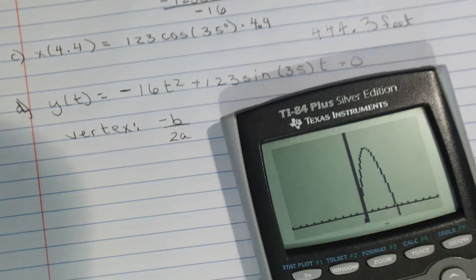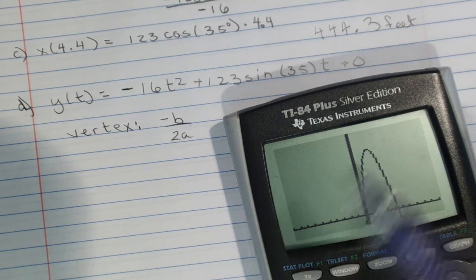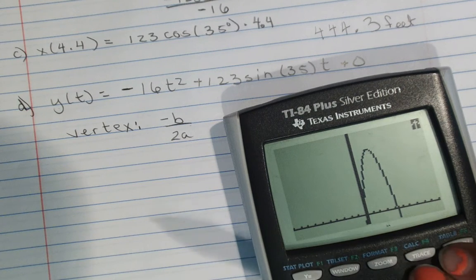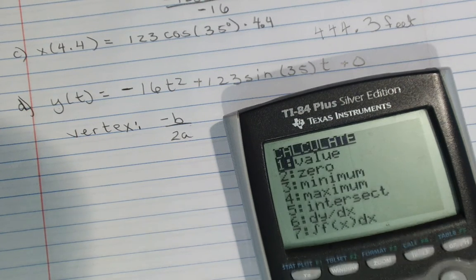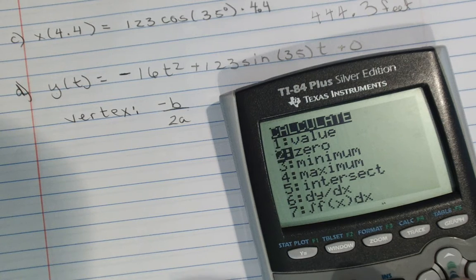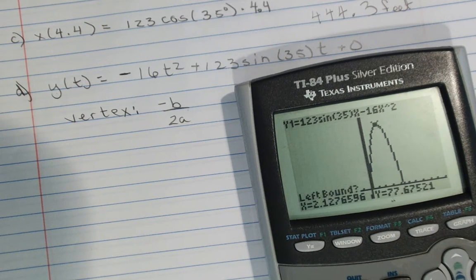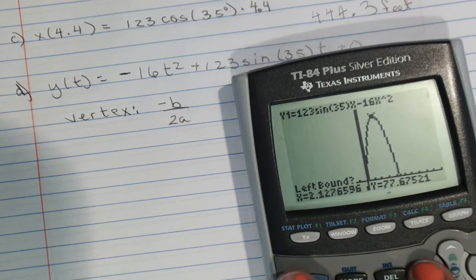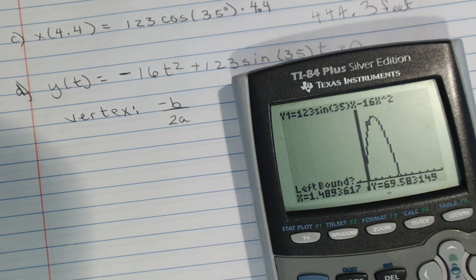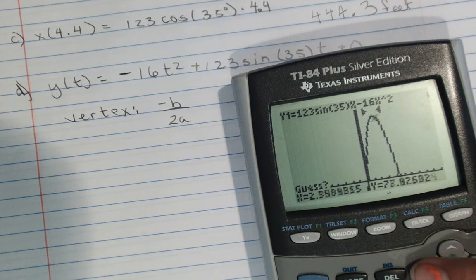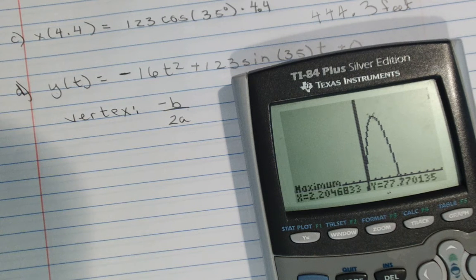So again, if I wanted to find this vertex, I could have done second, calculate, and I'm calculating the maximum. So remember, this is where you choose something to the left, something to the right, and you guess. And again, look, we get 77.77. So same solution. So you could do it algebraically or you could do it graphically.